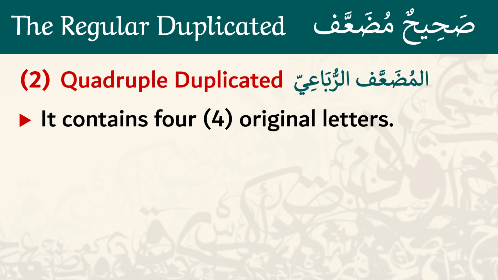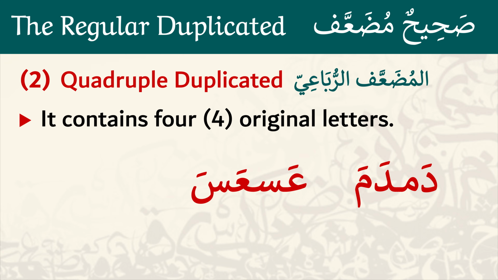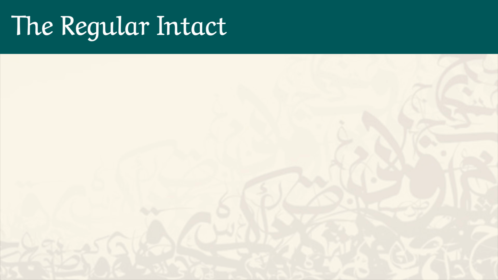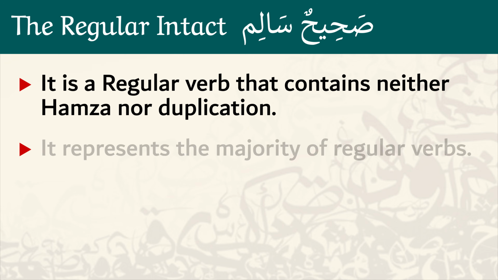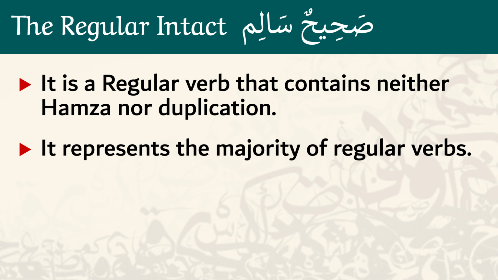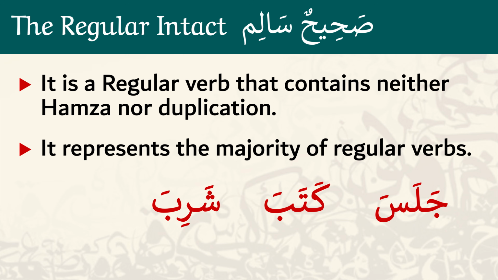Other examples: damdama, as'asa, qahqaha. Two couples of identical letters show up again. The last type of regular verbs is the intact, as-salim, a verb that contains neither hamza nor duplication among its radicals, and it represents the majority of regular verbs, like jalasa, kataba, shariba, kharaja, and so on.